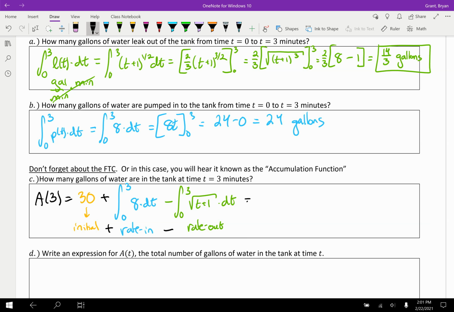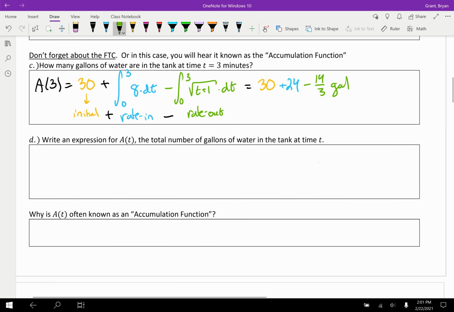The nice part is we already know these amounts. It is 30. We added in 24 gallons from 0 to 3 minutes, and then we subtracted off 14/3 gallons. Could you put this in your calculator? Absolutely. Do I want to do it right now? No, not particularly. So add it together, subtract whatever sounds good to you, and you'll come up with your answer.